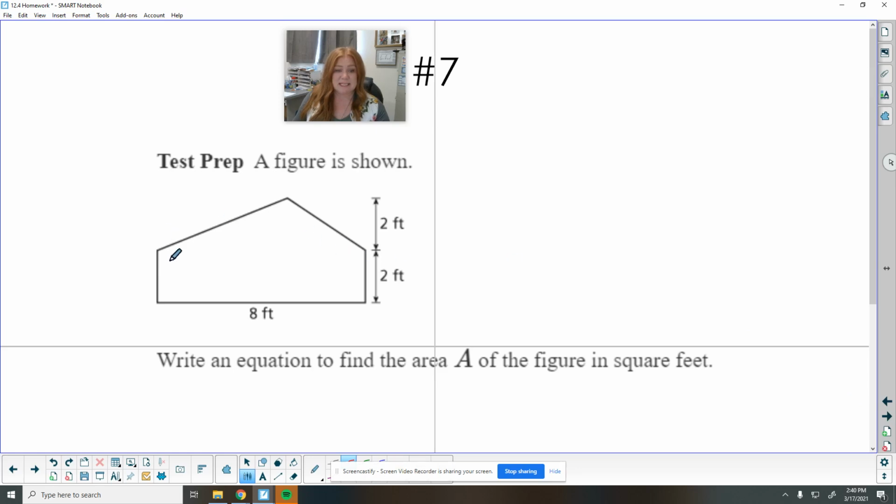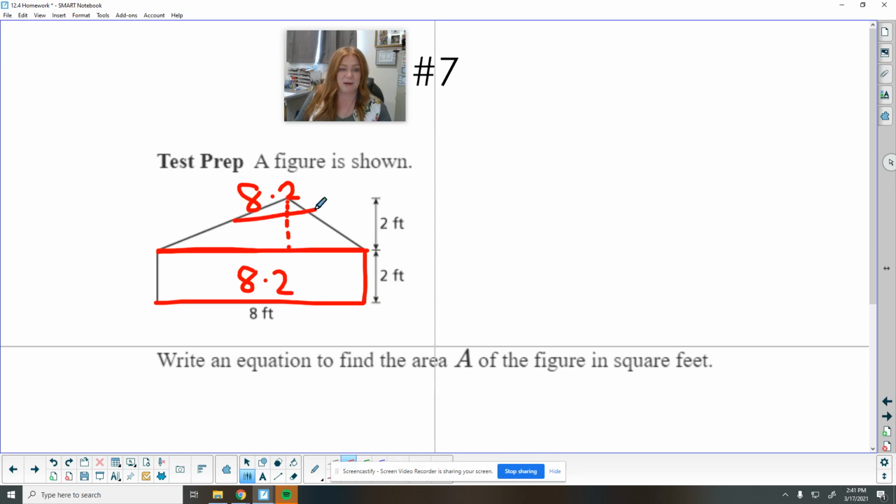Number 7 has this 5-sided shape here. So I'm going to just cut it straight across. So I have a rectangle, and then I have this triangle here. So we've got our base, we have our height. So this problem here is 8 times 2. And again, this base is 8 and the height is 2. But then we want to cut it in half and then put the rectangle and the triangle together.